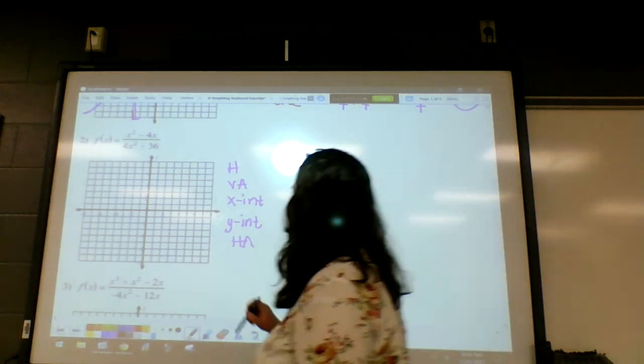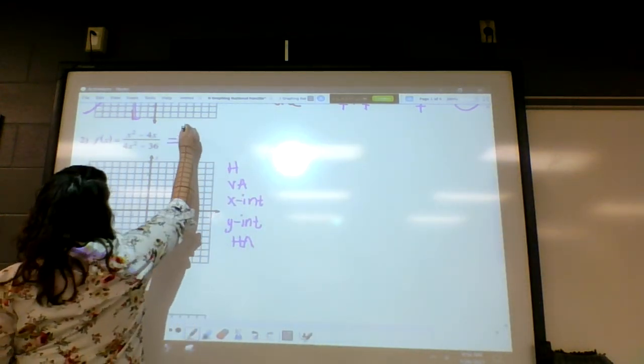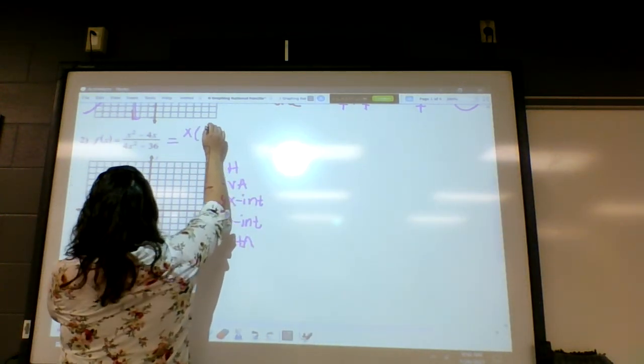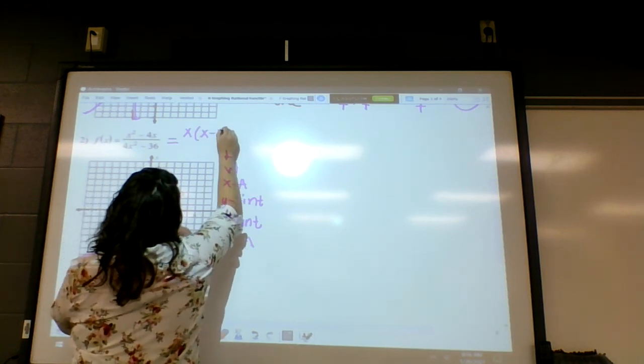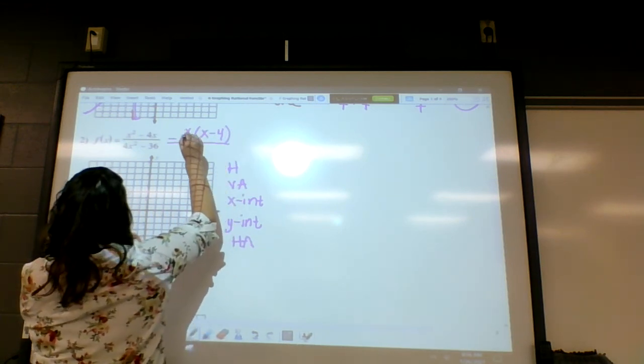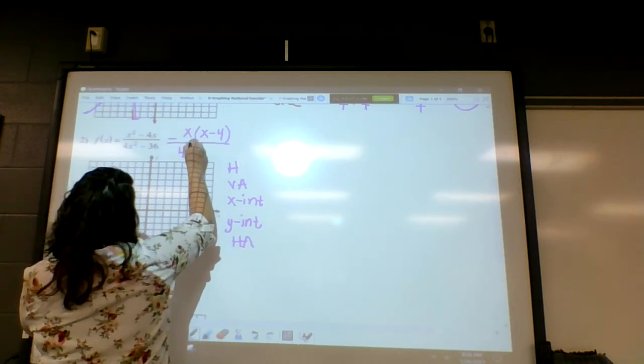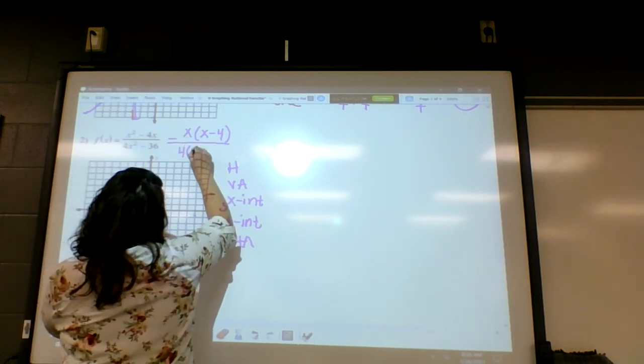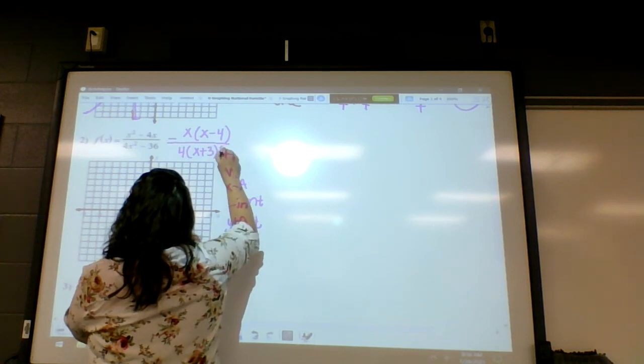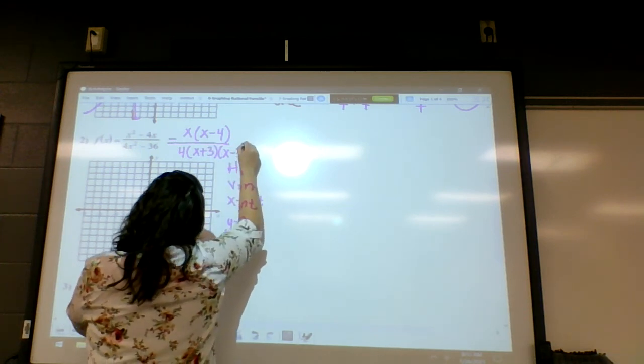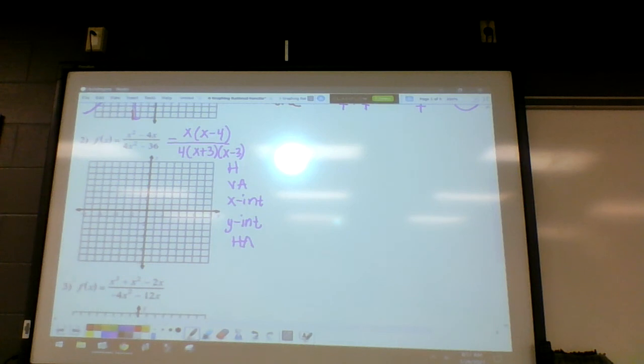All right, how did the numerator factor? There was an x that they had in common: x minus 4. Denominator? There was a 4 in common. And then leftover was an x squared minus 9, which you guys need to recognize as a difference of squares, right? If you take out the 4, you can just go x plus 3, x minus 3. So recognizing difference of squares makes life easier.